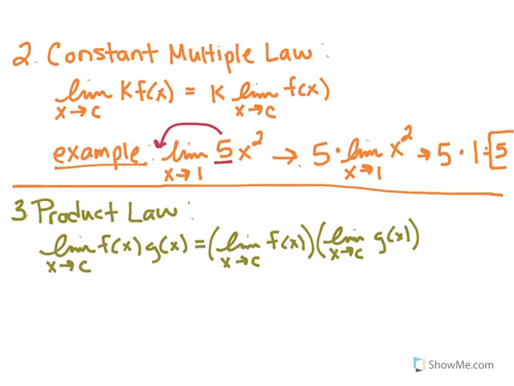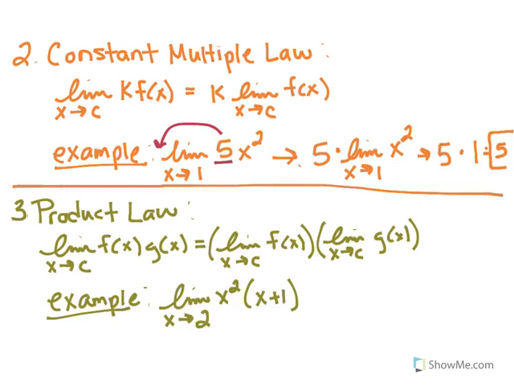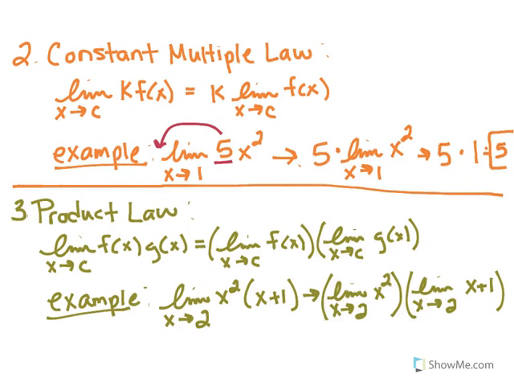We have the next law as our product law, and this is the limit as x approaches c of the product of two functions, and it is equal to their individual limits multiplied together. So for example, let's have the limit as x approaches 2 of x squared times the quantity x plus 1. So again, I'm going to separate this out into two different limits being multiplied together, just like so. So the first piece of that product I put into my first limit, and then that quantity x plus 1 goes into my second.